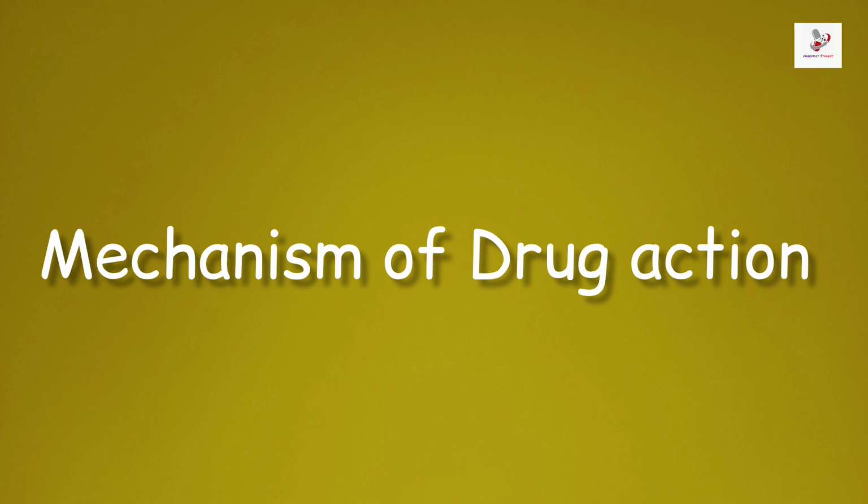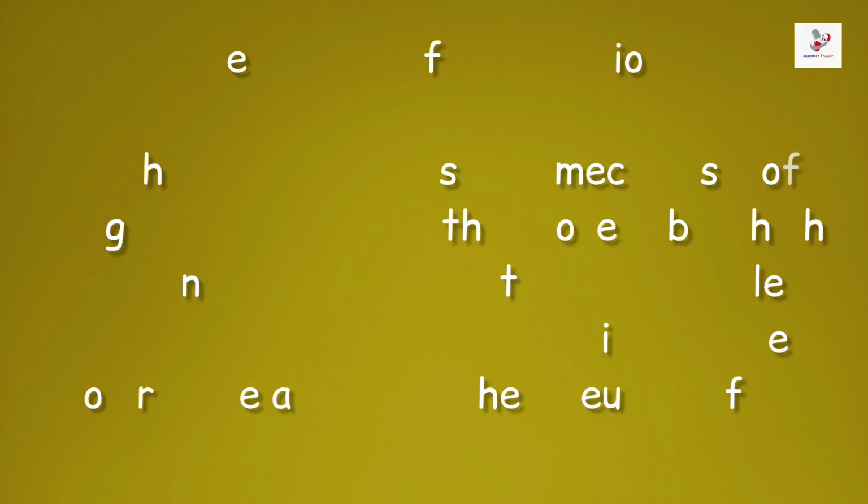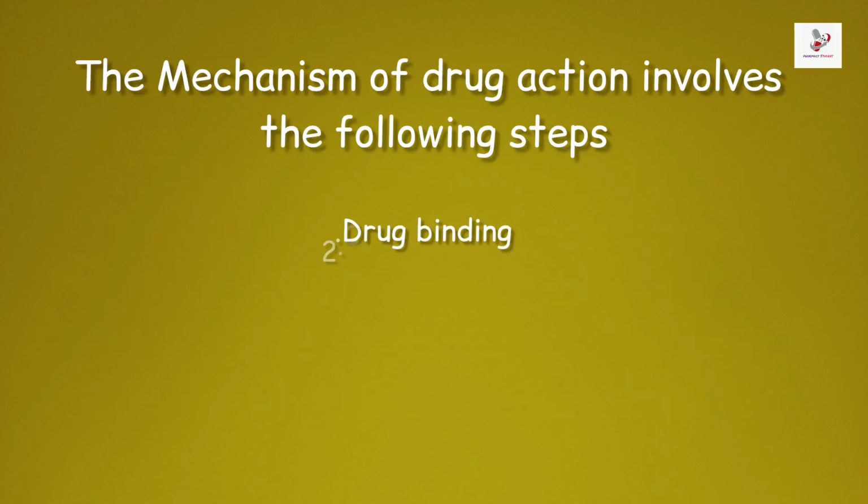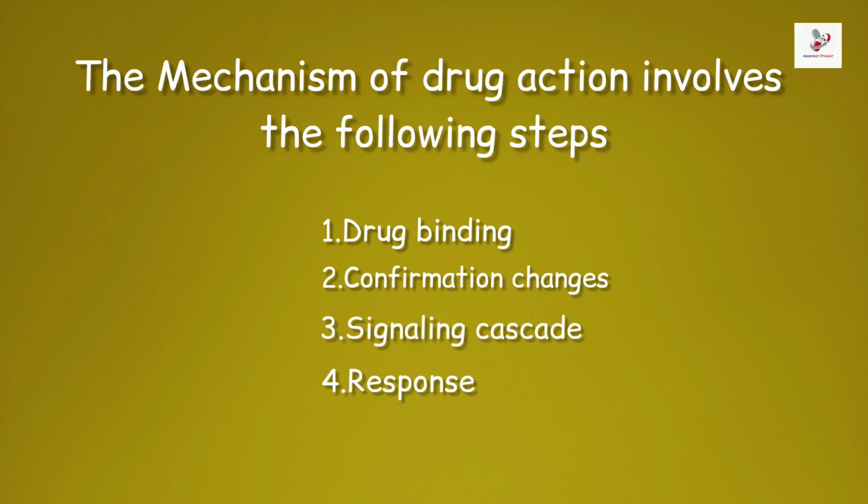The mechanism of drug action describes how a drug interacts with a biological system to produce its effects, and this is crucial for the development of therapeutic agents and predicting clinical outcomes. It also allows researchers to design drugs with specific therapeutic effects, predict drug interactions and minimize potential side effects. In simple terms, the mechanism of drug action refers to the process by which a drug interacts with target molecules such as receptors, enzymes, or ion channels to produce a specific therapeutic effect. The steps of mechanism of drug action include drug binding, conformation changes, signal cascade, and response. So we will discuss these four steps in detail.